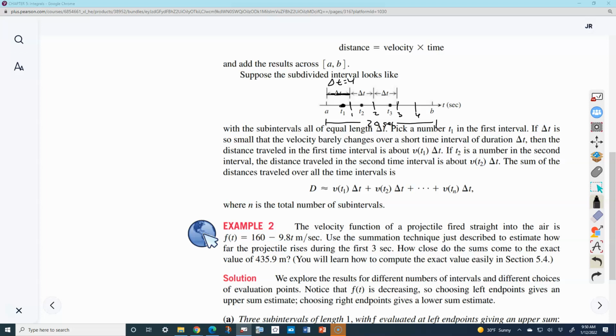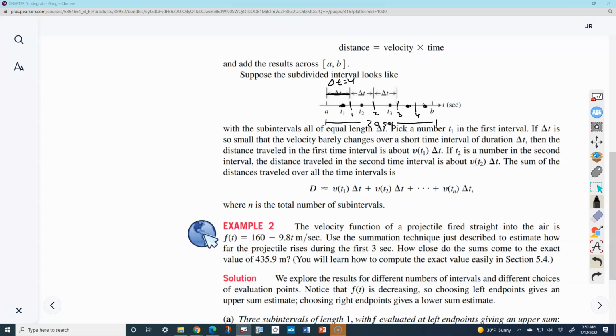T2 could be anywhere between what and what? 4 and 8. T3 could be anywhere between 8 and 12. T4 could be anywhere between 12 and 16, and T5 could be anywhere between 16 and 20. Okay, and then we would have something in each of those little rectangles, or each of those little time intervals. All right.